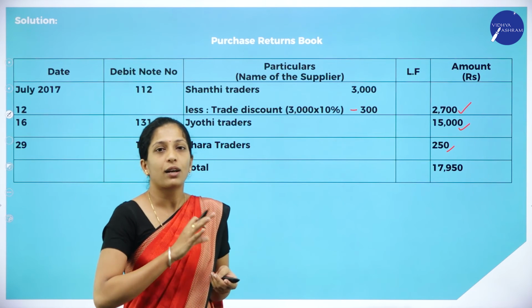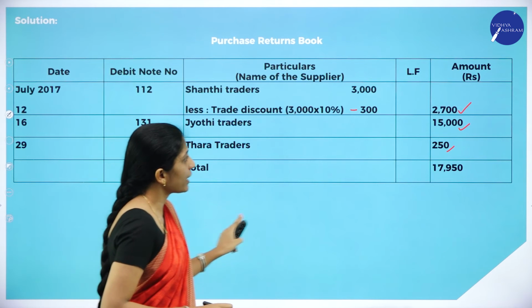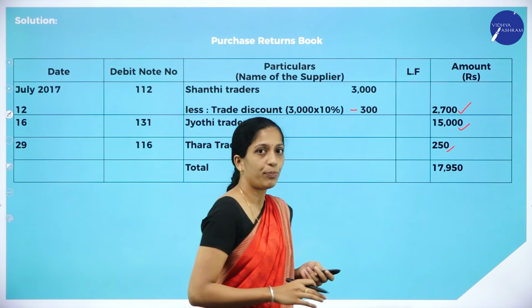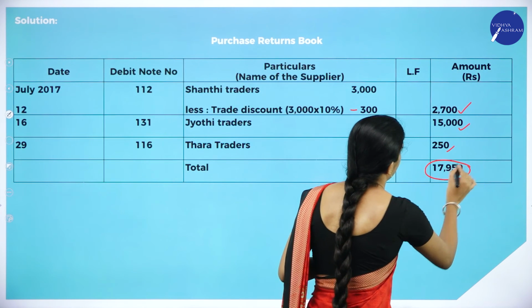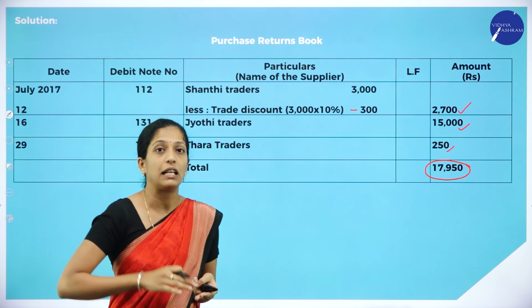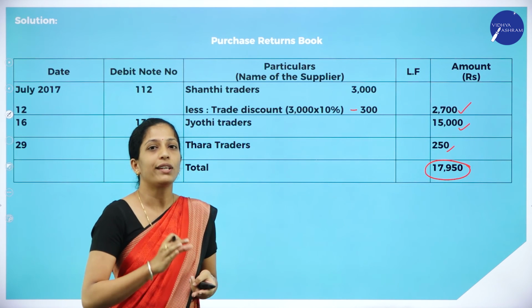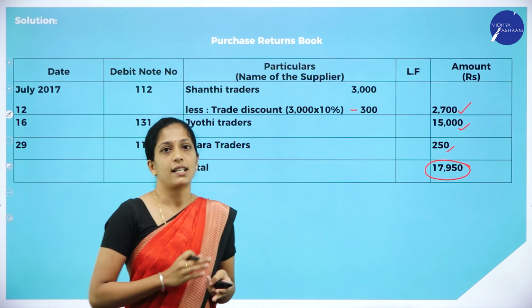Now we are done with recording all the transaction. Now we will total it. So we'll total, that is 2,700 plus 15,000 plus 250, we'll get 17,950. So here there is no transaction where we left those transactions. So no need to write the note. So we are done with our purchase returns book.